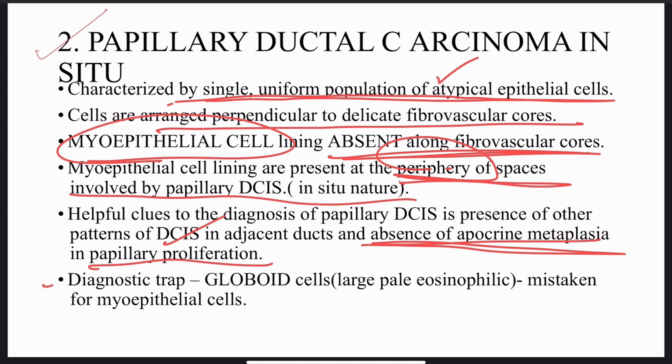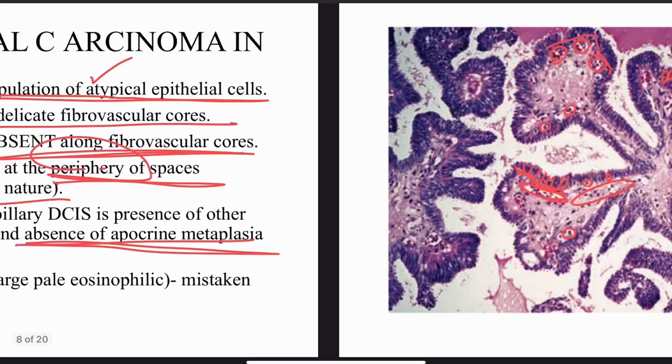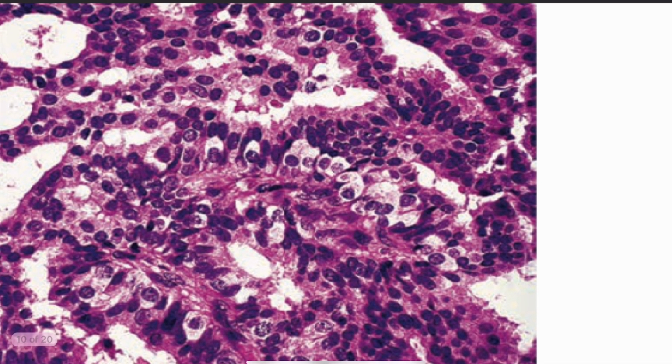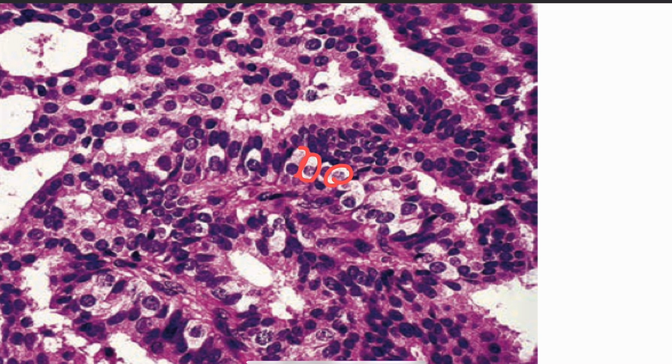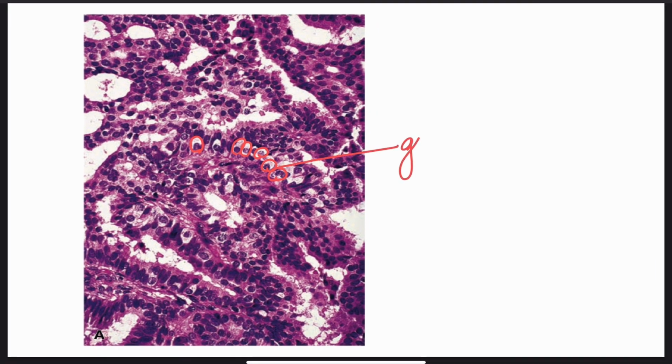And the diagnostic trap is presence of globoid cells. Globoid cells mimic myoepithelial cells because they are look-alikes of the myoepithelium cells. They too have this large pale eosinophilic cytoplasm, and hence they can be mistaken for myoepithelium cells. In this image, see, these are the globoid cells. They almost look like myoepithelium because they too have this pale eosinophilic cytoplasm. They are lookalikes of myoepithelium cells, but these are globoid cells.